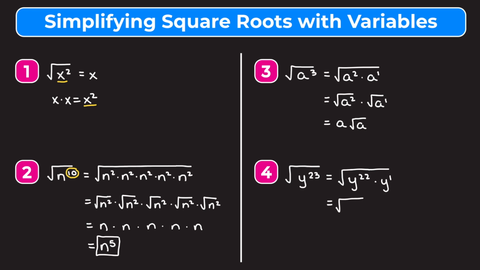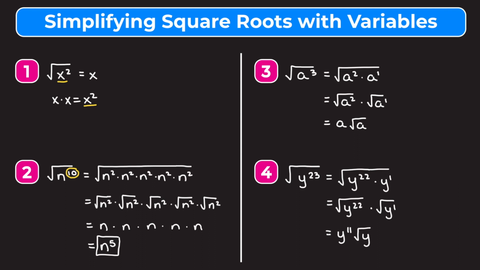And now we can rewrite this as the square root of y to the 22nd times the square root of y to the 1st. And now here's where we're going to use that shortcut that we were talking about in number 2. So for the square root of y to the 22nd, we can just cut this exponent in half. So it's going to be y to the 11th, and then we can't simplify the square root of y to the 1st, so we just leave it as the square root of y to the 1st, which is the same as the square root of y. So we get y to the 11th times the square root of y.